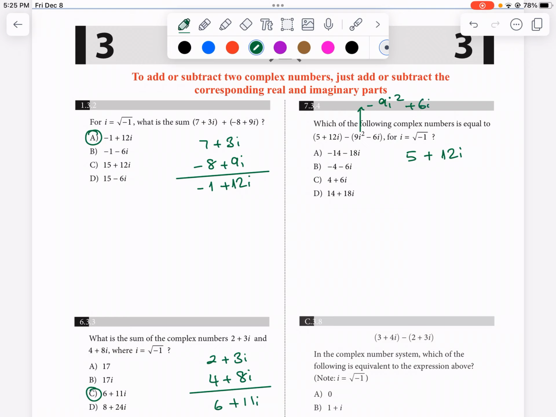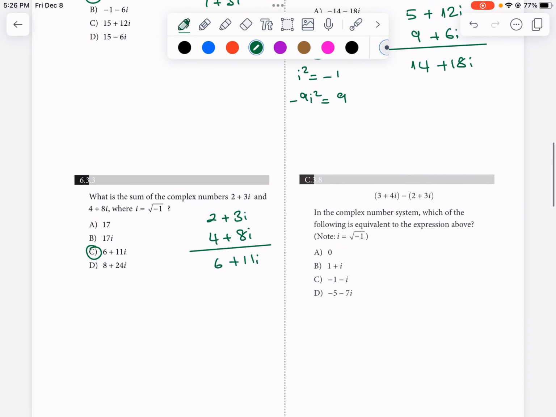First of all, you should know that i squared is equal to -1. That's why -9i squared is going to be equal to -9 times -1, positive 9. So -9i squared is equal to 9. And then the other number is 6i. I will add up these numbers. 5 plus 9, 14. 12i plus 6i is 18i. Correct answer is D. Next question.